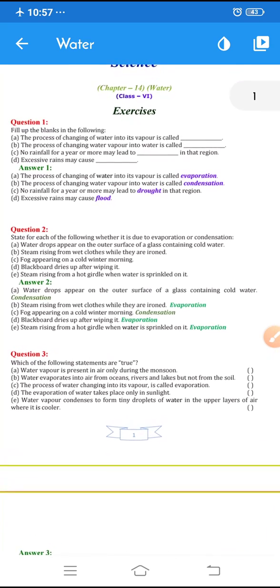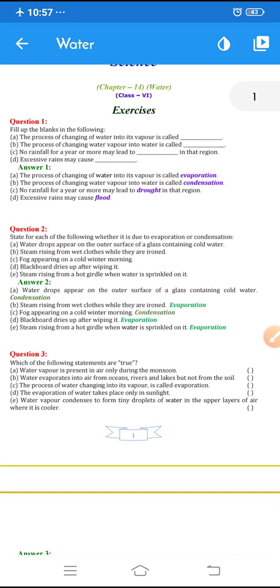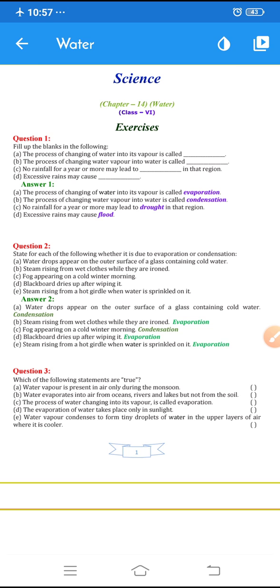Let me start with the fill in the blanks. Question number 1, fill in the blanks in the following. First one, the process of changing of water into its vapor form is called dash. As you studied already, the process of changing of water into its vapor form is called the evaporation process. It is called evaporation.